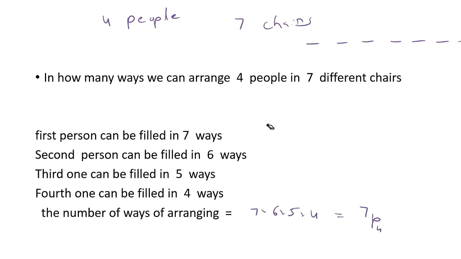So I repeat, here we have 4 people and 7 chairs. The question is, in how many ways can I arrange these 4 people in 7 chairs? I can fill the first person in 7 ways, the second person in 6 ways, the third person in 5 ways, and the fourth person in 4 ways. Now the total number of ways of arranging these 4 people in 7 chairs is equal to 7 times 6 times 5 times 4, which is equal to 7P4. So we are going to use this result in the next problem.